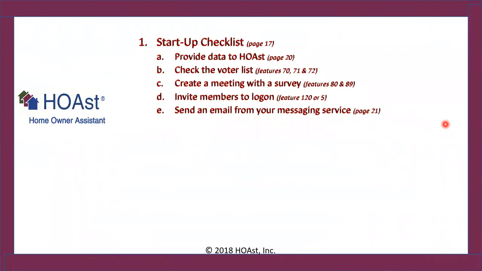C is creating a meeting with a survey. We're going to be doing these things, and then after we create the survey, we're going to invite the members. And I got feature 120 and 5 because you may invite the members via email, or you may invite the members through postal mail. Feature 120 is the email, and feature 5 relates to the postal mail.